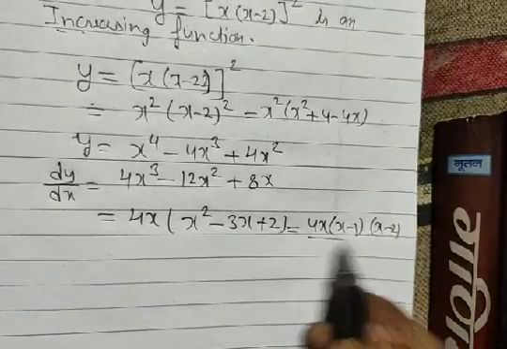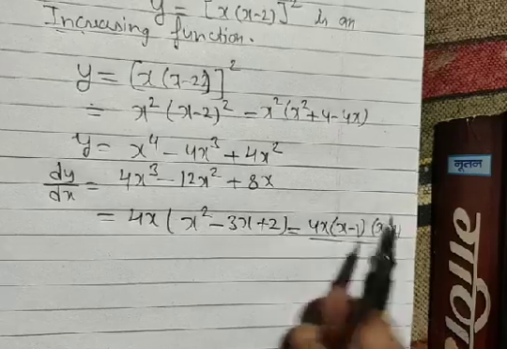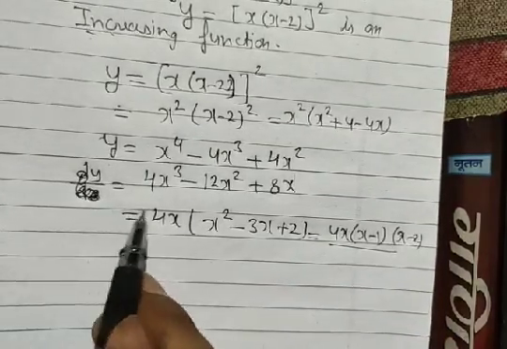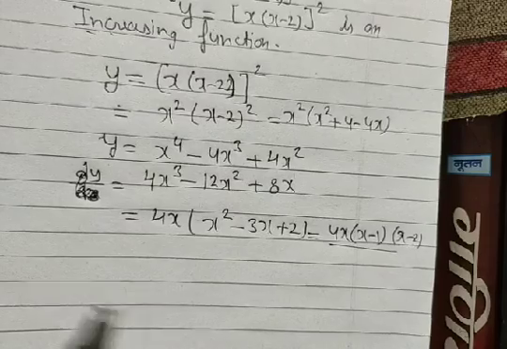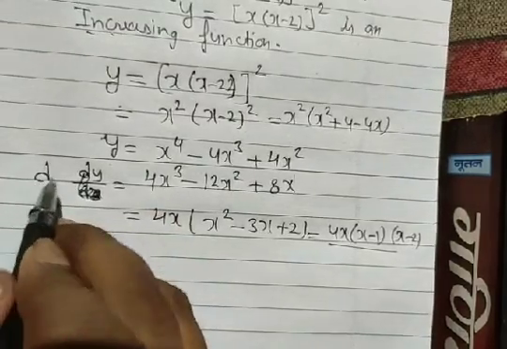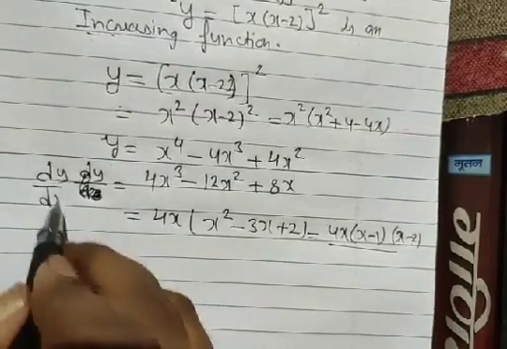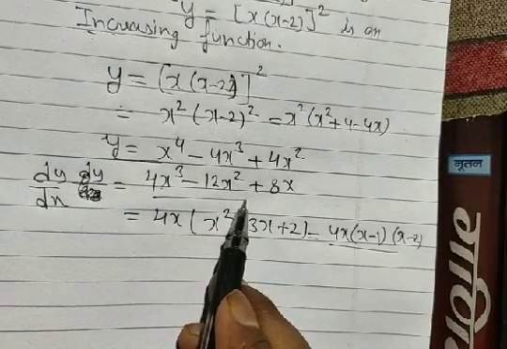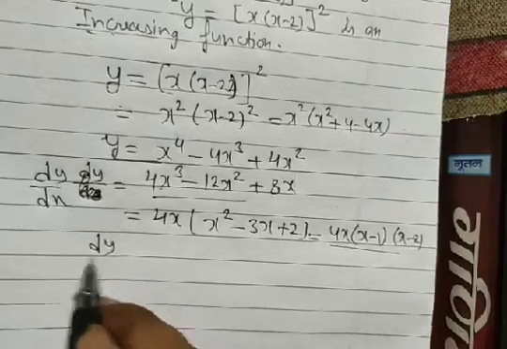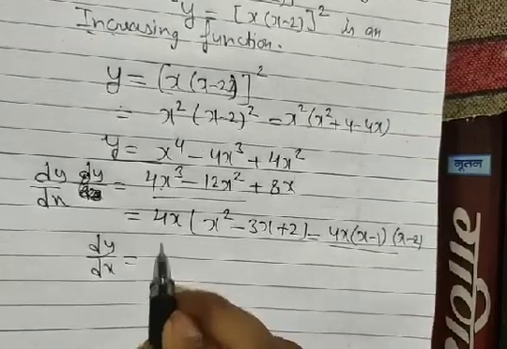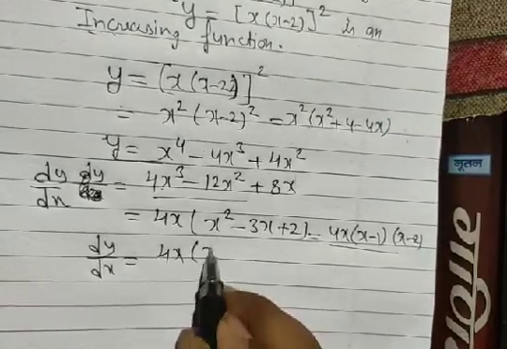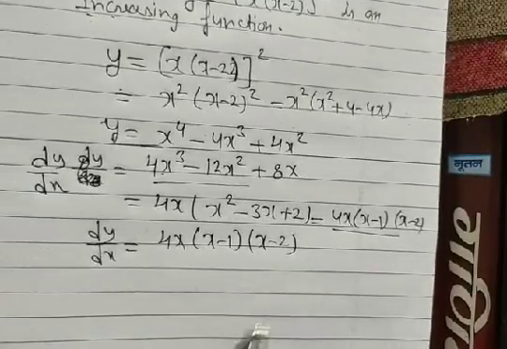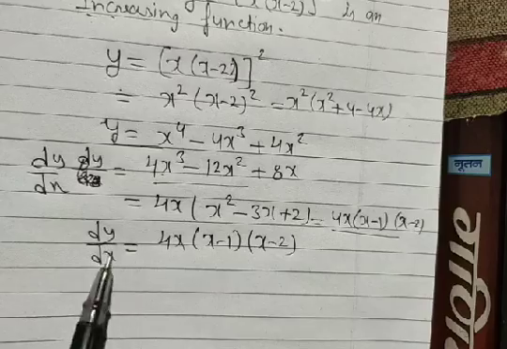So our dy/dx is in the form 4x (x minus 1)(x minus 2). This is our first step: first of all we have to find its derivative.